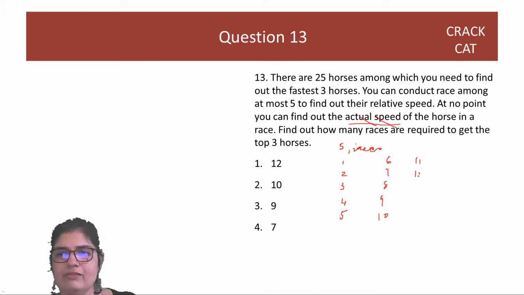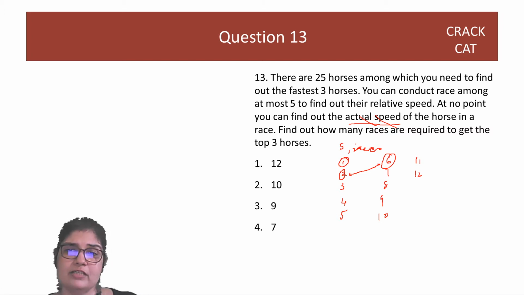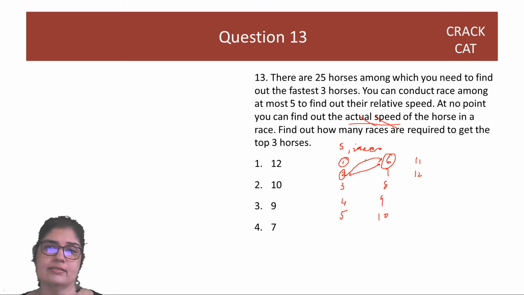Then 11, 12, 13. So if this guy comes first, I can't assume that he's faster than this guy who comes second. Because this guy can be faster, it's just that maybe he's the fastest, so he came slower than this, but he can still be faster than this. So this is what we need to understand, guys. And we need to find the top 3.